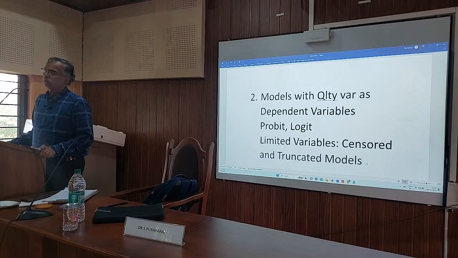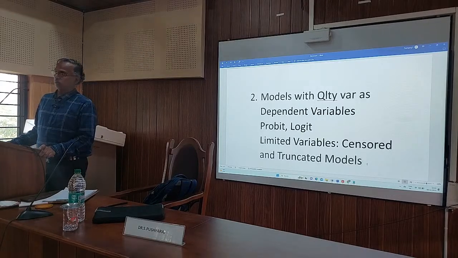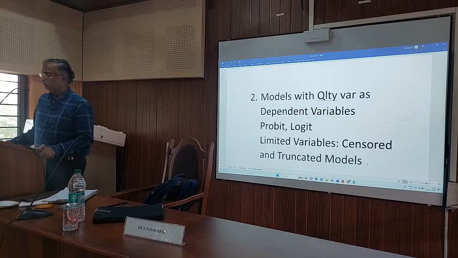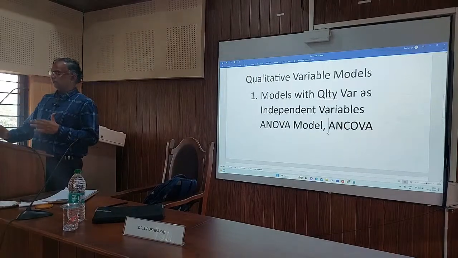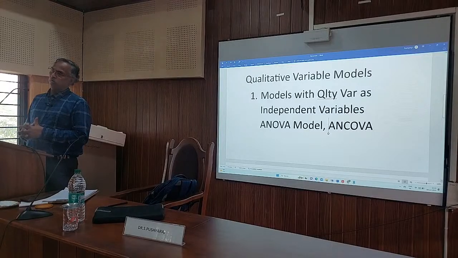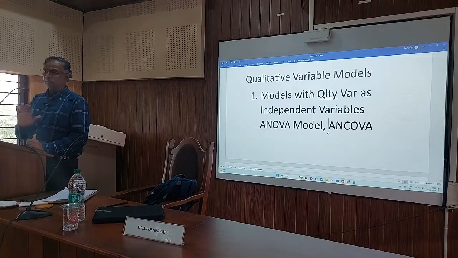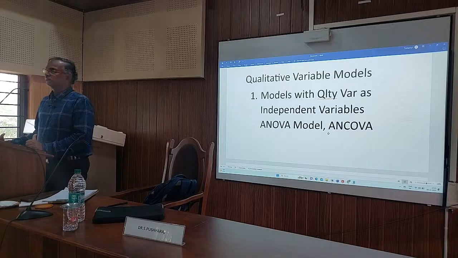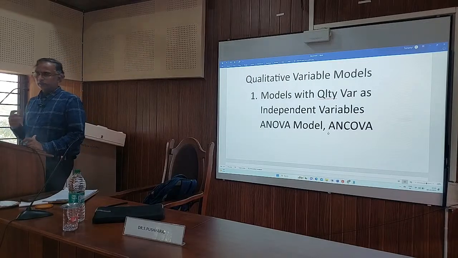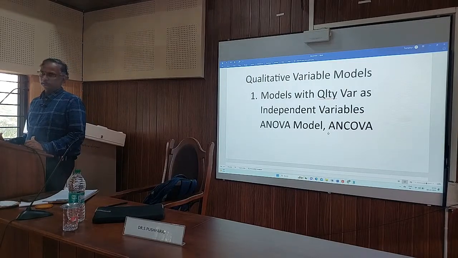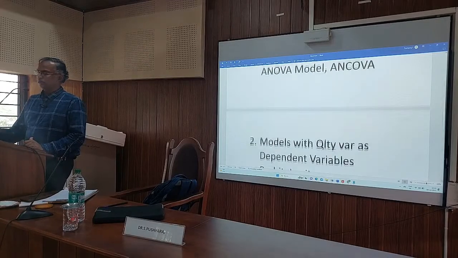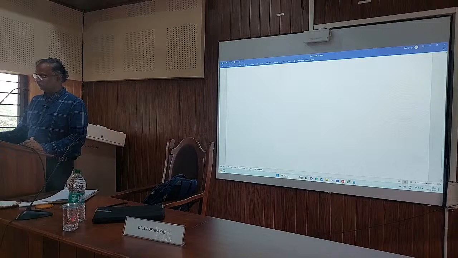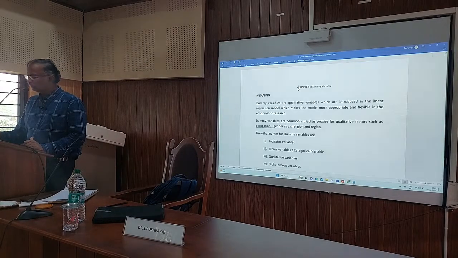Under the censored model, we'll be talking about Tobit models. So this is what we are going to discuss. I'll give a brief introduction about ANOVA and ANCOVA models first, but I'm not going to run any models using R. I'm just going to tell you, because Santosh was asking, to give an introduction about ANCOVA and ANOVA models.